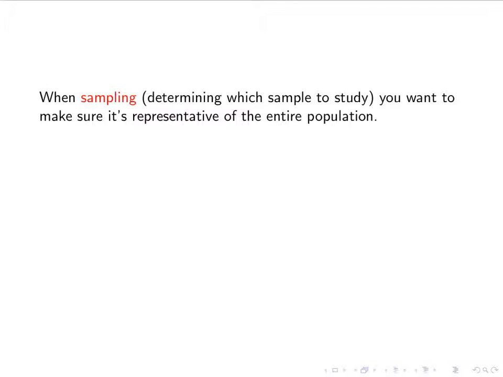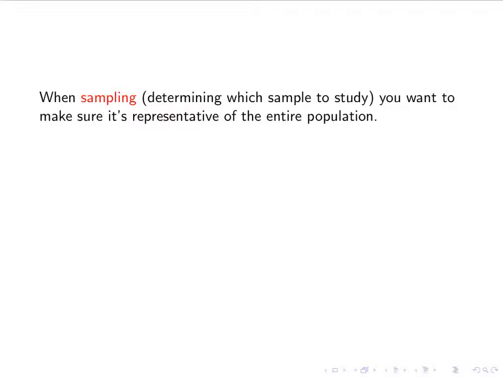So now we're going to talk a little bit about sampling. Sampling is determining which sample to study. You don't typically study the entire population because it's usually too many things to consider. It's too much data. So you take a small sample of it.